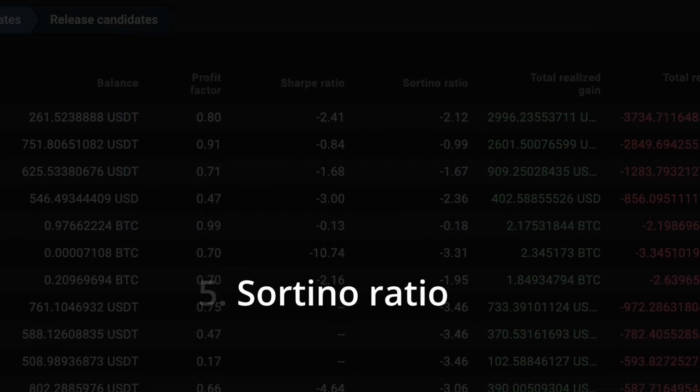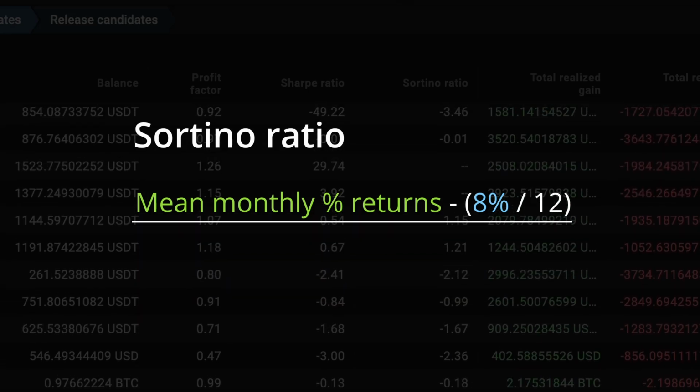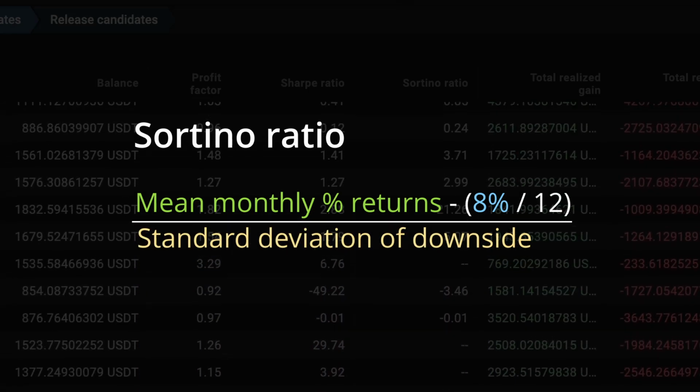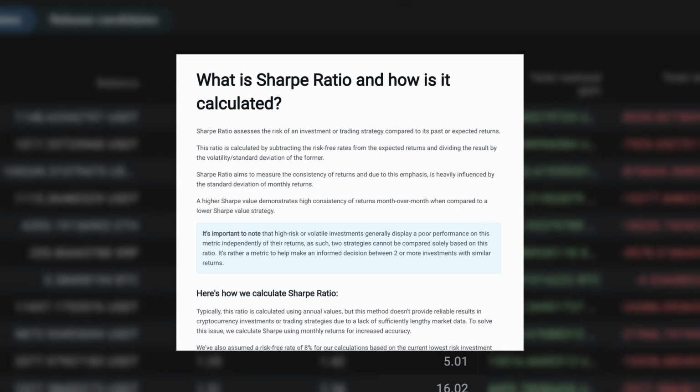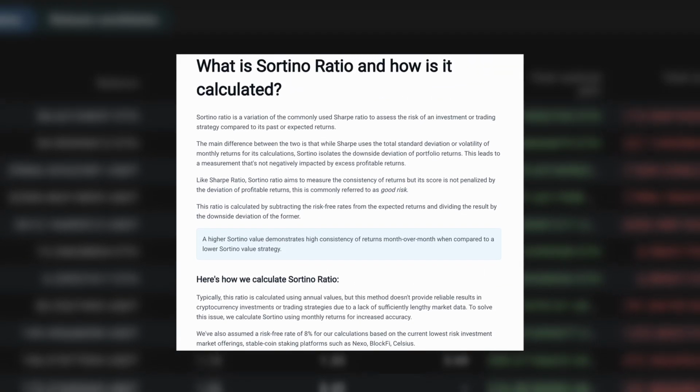The Sortino ratio is a similar variation of the Sharpe ratio, except it specifically assesses the risk of a strategy's downside. A higher value means more consistent returns. If you want to learn more about Sortino and Sharpe ratios, you can check out our articles linked below.